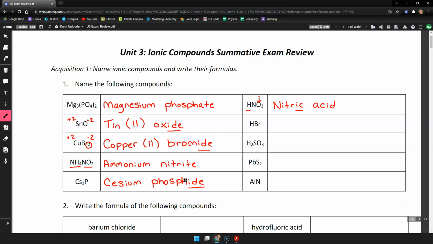Okay, HBr, again, we're starting with hydrogen, so we know it's an acid. I do not see an oxygen here, so this is going to be hydro. It's bromine, but we change the ending to IC, so it's going to be hydrobromic acid.